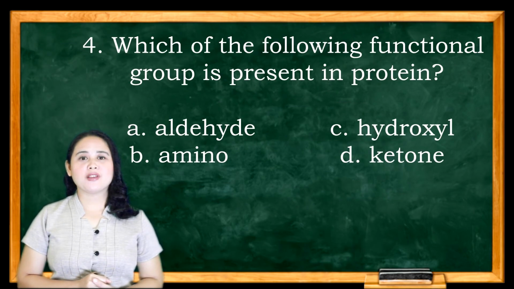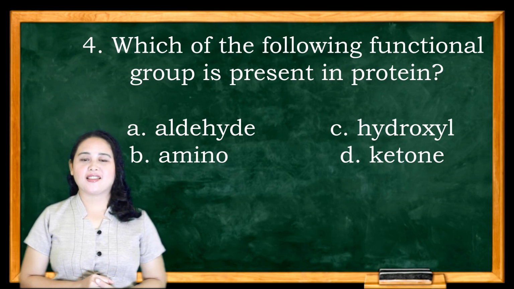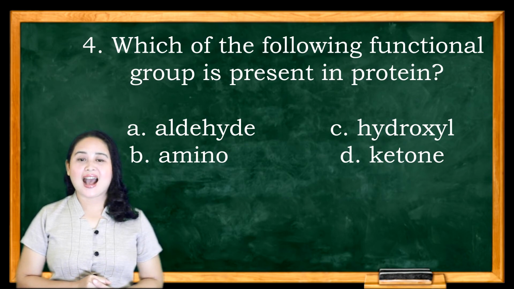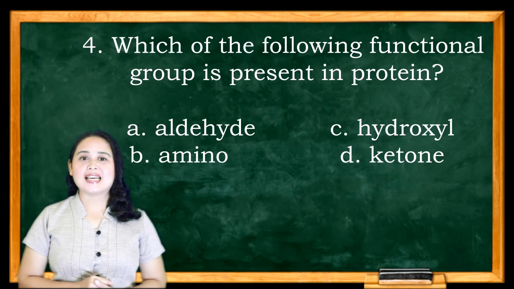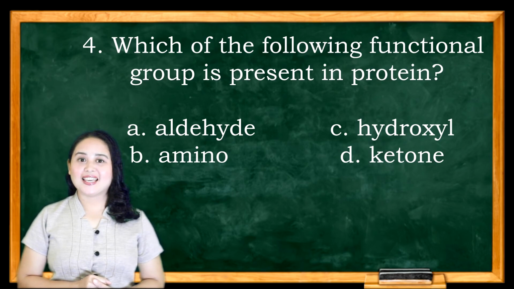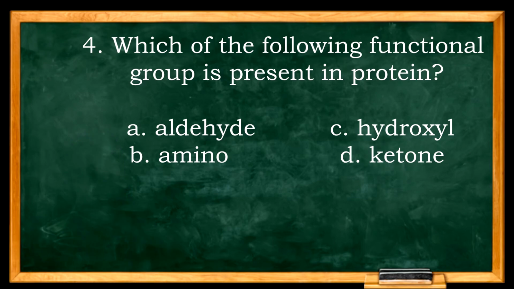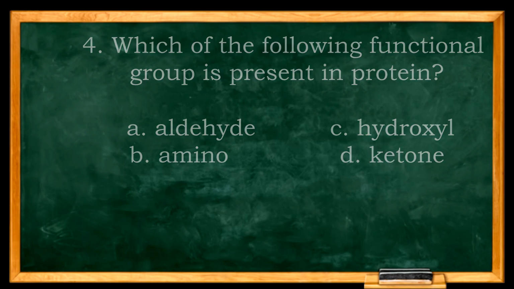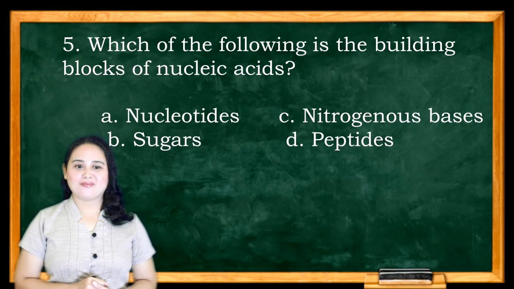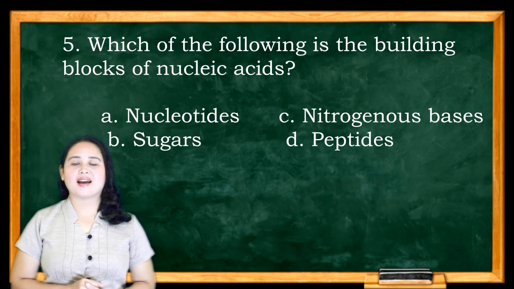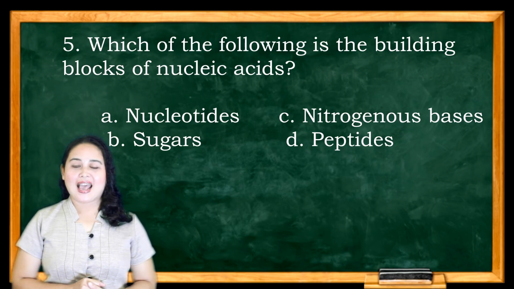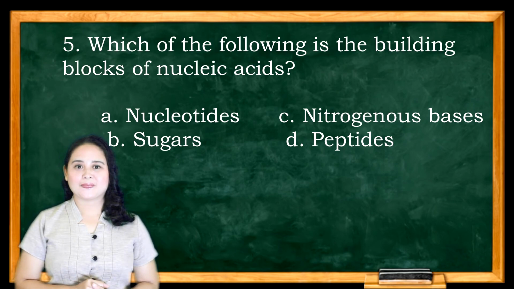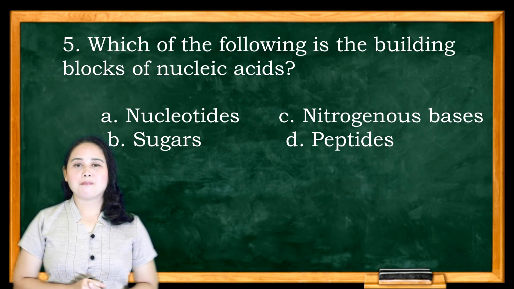Number 4. Which of the following functional groups is present in protein? A. Aldehyde. B. Amino. C. Hydroxyl. And D. Ketone. Number 5. Which of the following is the building block of nucleic acids? A. Nucleotides. B. Sugars. C. Nitrogenous bases. And D. Peptides.